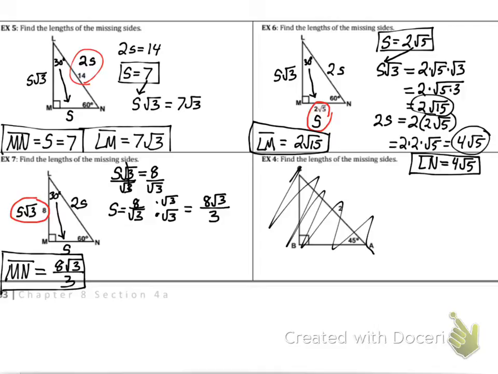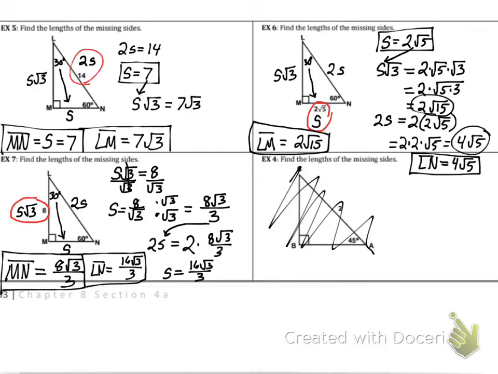Because the only side we're missing is 2 times S. That 2S is missing. So we have 2S. Well, I'm going to plug in what S equals here. So we're just going to have 2 times 8 square root of 3 over 3. So 2S is going to equal 16 square root of 3 over 3, which means LN is going to equal 16 square root of 3 over 3. And we are done with that one.